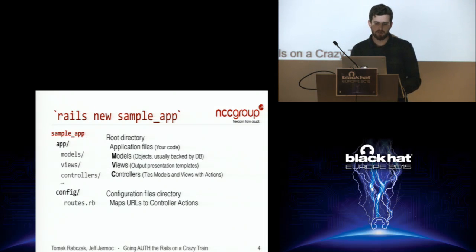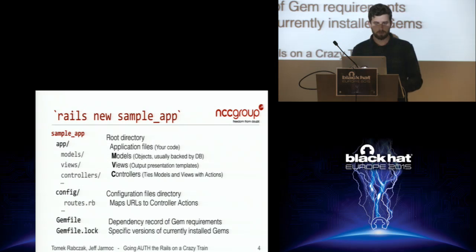In the configuration directory, you have a file called routes.rb. This is the file that pretty much defines all of the public-facing routes in your application. We're going to go into this a little bit later to see what the structure of that file looks like. And then we have two files called Gemfile and Gemfile.lock. Gemfile is pretty much the list of external dependencies. In Ruby, they're called gems. And Gemfile.lock is generated when you run bundle install, which installs all of your gems. It's going to contain the version numbers of all the gems that were installed. So if you're looking for vulnerabilities in specific gems, you're going to want to look into that file to see what version they're running.